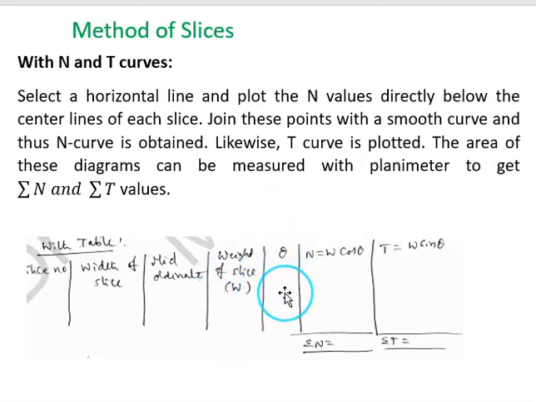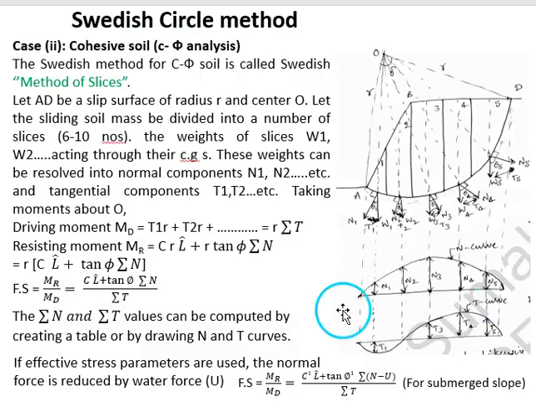Then theta values, if they are plotting on the left side of vertical, we should take them as negative. If they are plotting on the right side of vertical, we should take them as positive. Then normal component equals W cos theta and tangential component equals W sin theta. Then we can find the sum of normal components and sum of tangential components, substitute in the equation of factor of safety, and estimate the factor of safety. Suppose the slope is submerged, then we should take the water force also into the equation, where we have to deduct this water force from the normal components.